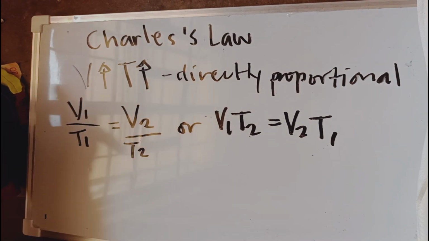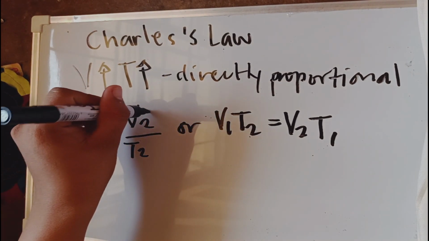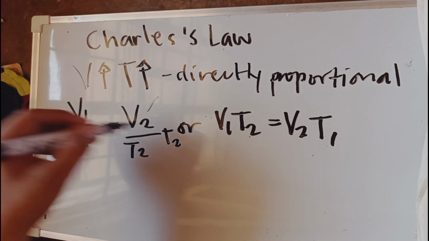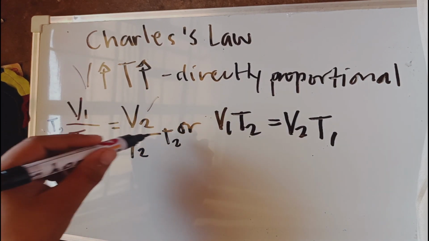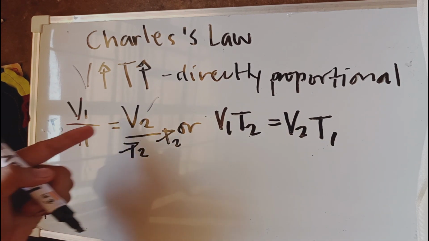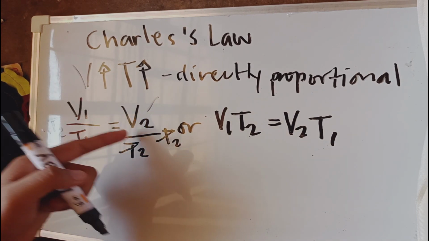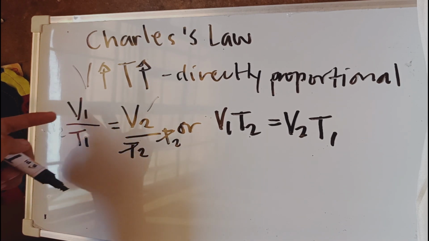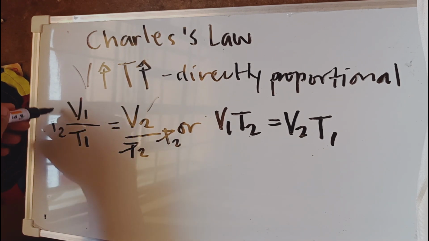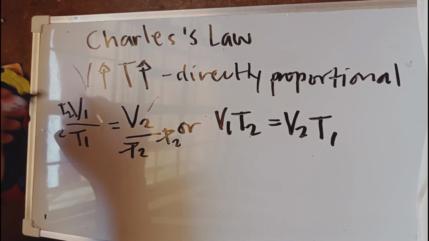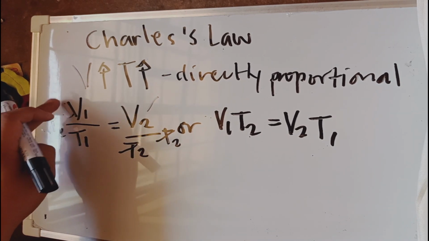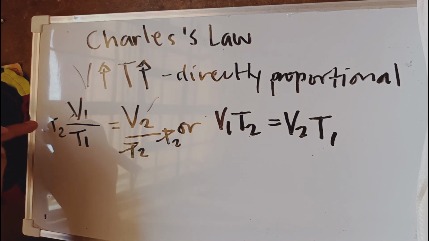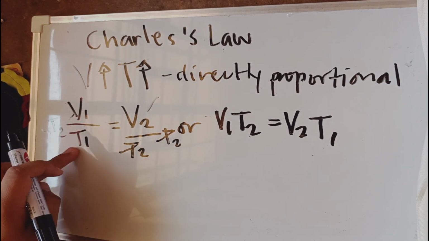Let's try to derive this. For example, you need to get volume 2. So you multiply temperature 2 to both sides, so you can cancel out the temperature 2 on one side. You'll have volume 2 equals volume 1 multiplied by temperature 2, over temperature 1. This is a multiplication, so you can put the temperature 2 directly there.